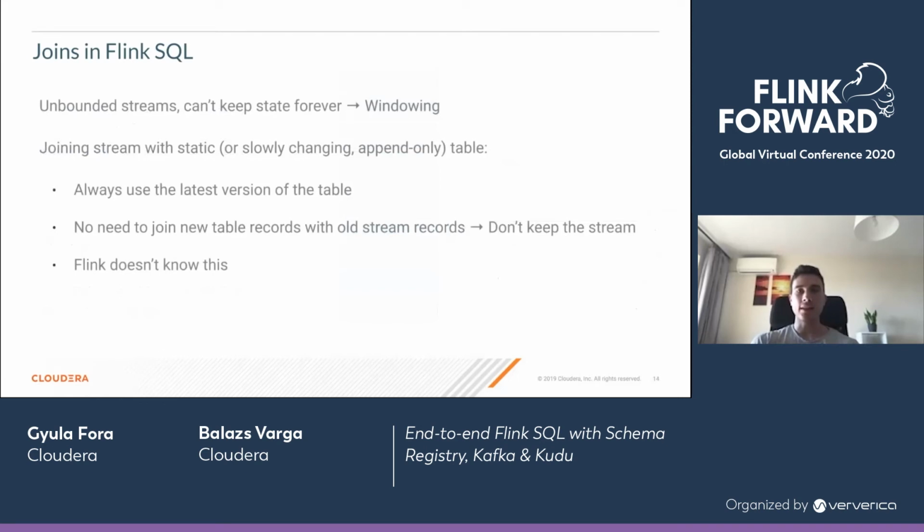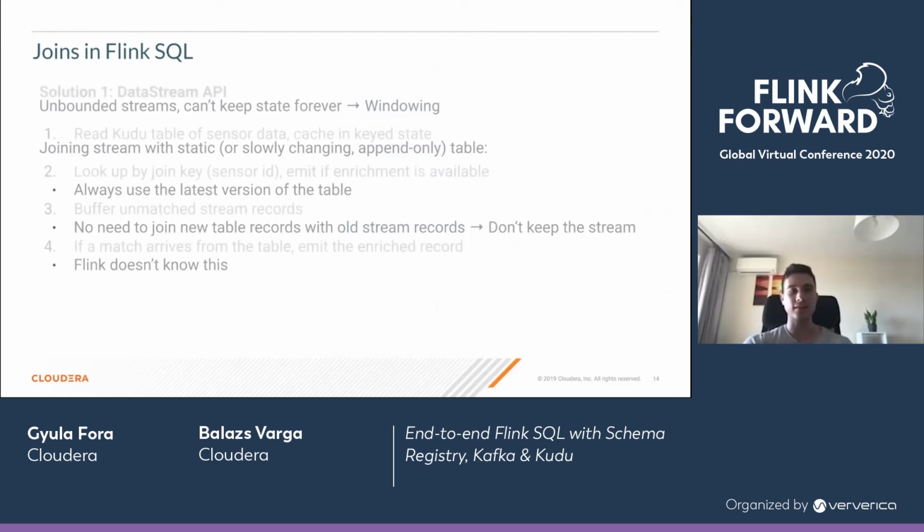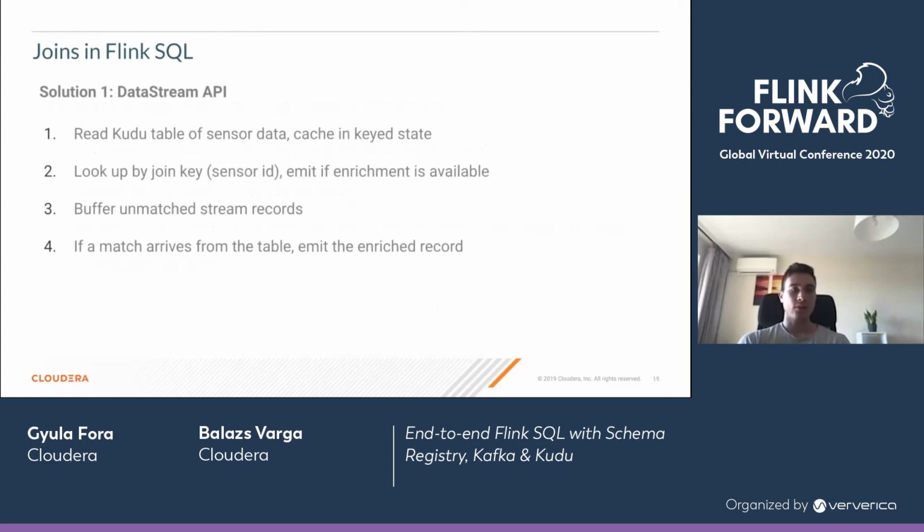And our goal is that Flink doesn't keep the infinite unbounded stream's old records. But unfortunately, with a natural join, Flink doesn't know that it needs to do this. So we will outline two solutions. One is to fall back to the DataStream API, and the other one is to use temporal tables and stay in Flink SQL.